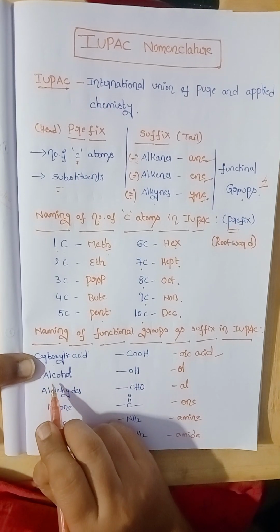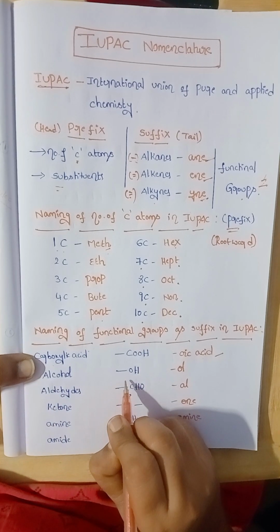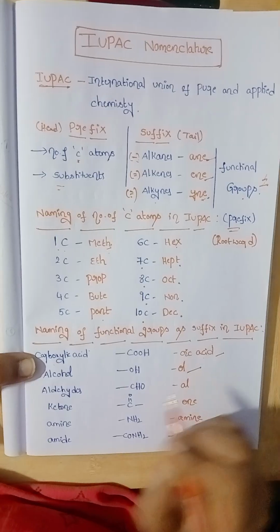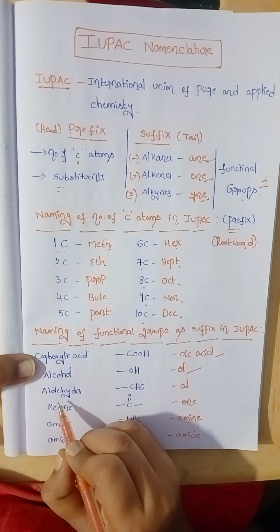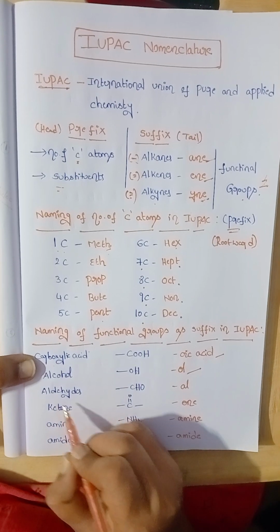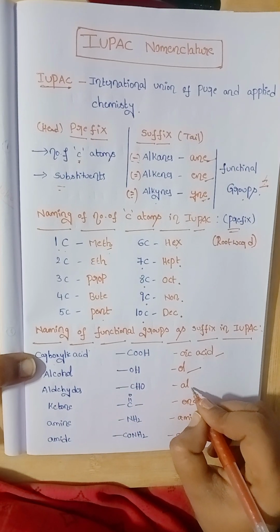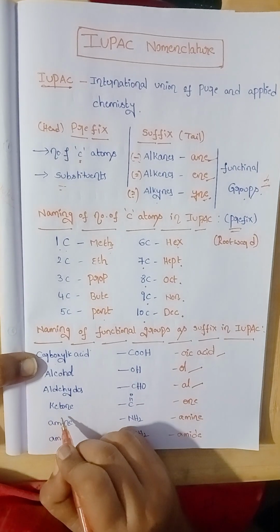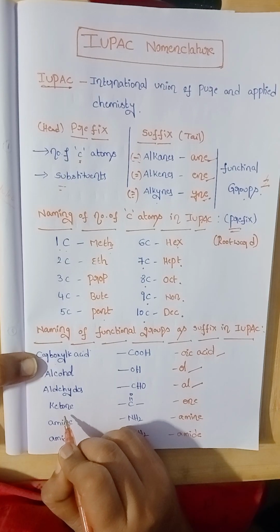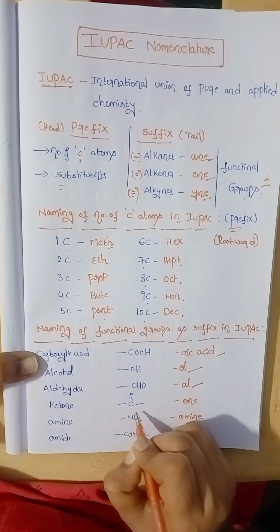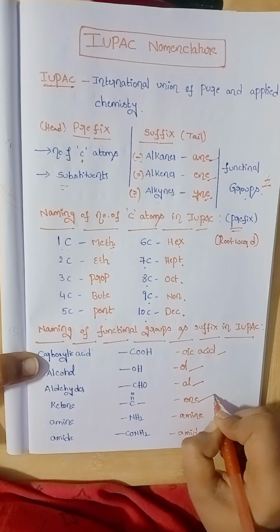If the compound contains an alcohol group, that is OH group, it ends with the suffix -ol. If the functional group is aldehyde, that is CHO, then it ends with the suffix -al. If the compound contains the functional group ketone, that is C double bond O, it ends with the suffix -one.